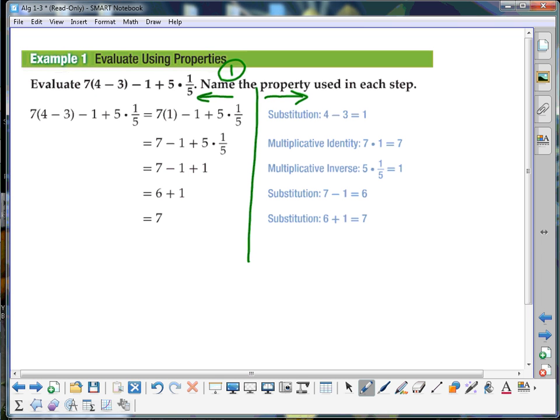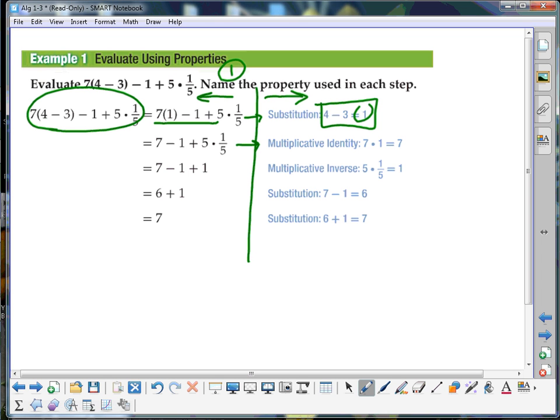All right, now let's look at what property we use in each step. How did we get from here to here? What did we do? Well, we substituted, since 4 minus 3 equals 1, didn't we? So where there was 4 minus 3, we substituted in and put a 1. What did we do in the next step?